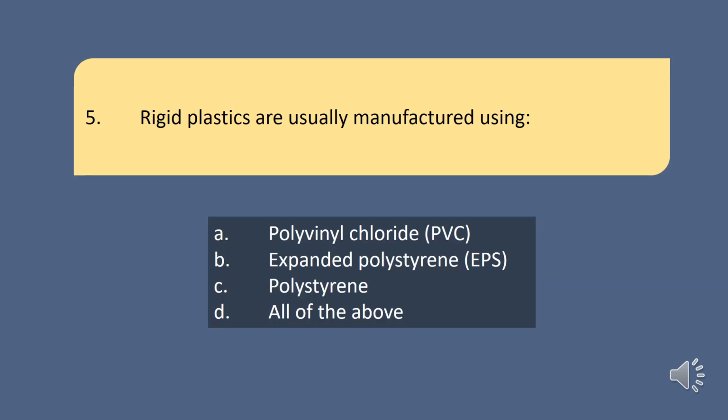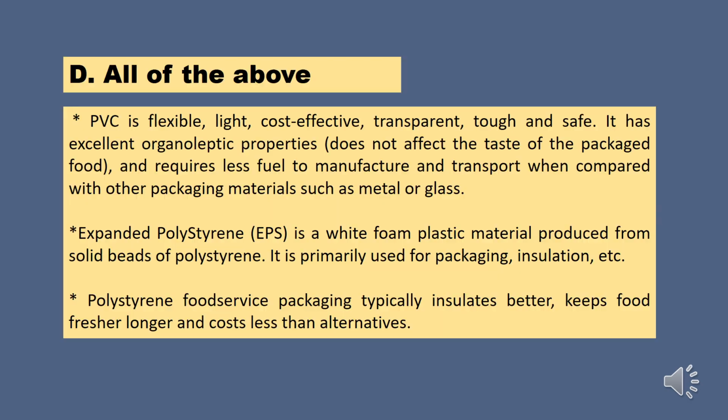5. Rigid plastics are usually manufactured using A. Polyvinyl chloride, PVC. B. Expanded polystyrene, EPS. C. Polystyrene. D. All of the above. The correct answer is letter D.